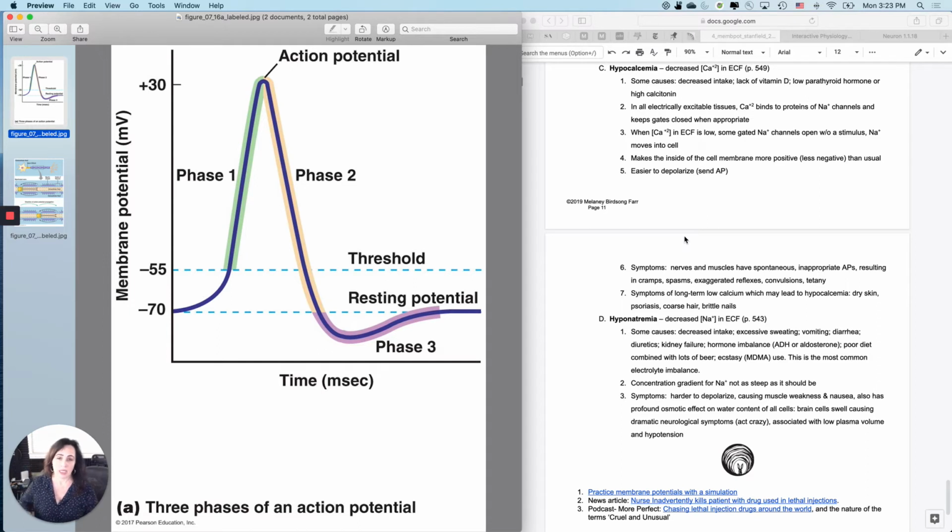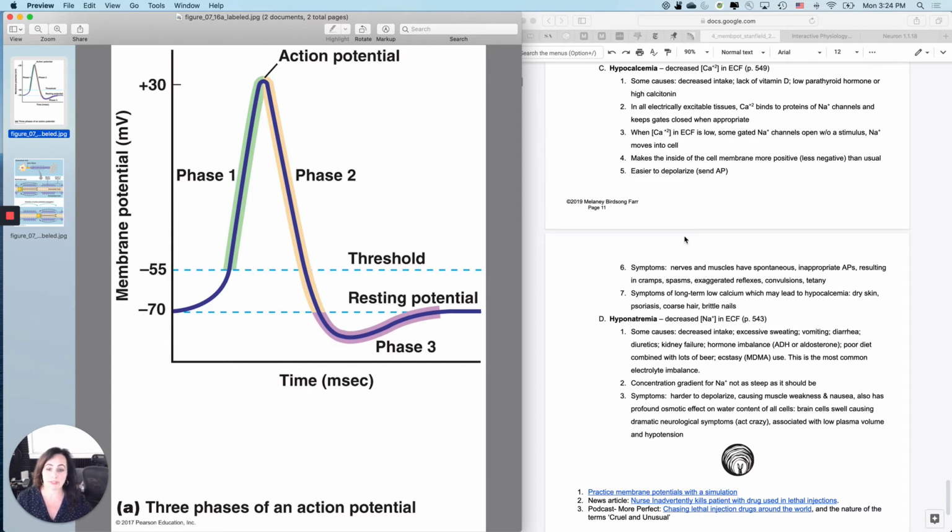So here's the deal. In your electrically excitable tissues, imagine that this is a gated sodium channel. The latch on the gate is extracellular calcium. As long as the latch is there, the gate opens when I tell it to. If the latch is gone, then the gate opens without stimulus. So keep that in mind. In all electrically excitable tissues, calcium binds to sodium channels and keeps them closed until you open them. But when extracellular calcium is low, some of your gated sodium channels will open without a stimulus because they don't have a latch. And then sodium will move into the cell.